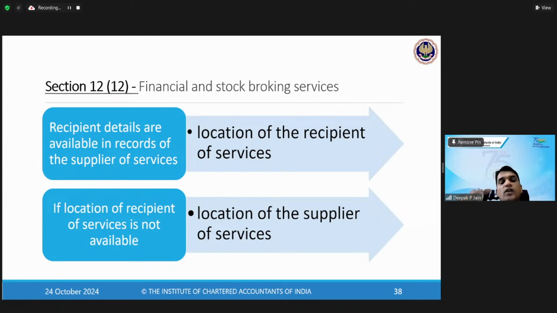Okay. Now come to the second situation. They've said whether recipient details are available. The second situation is if the location of the recipient of service is not available. What could be the situation of the location of the recipient of service not being available? Can you think of a bank not having your address with them and still you're receiving services from the bank?